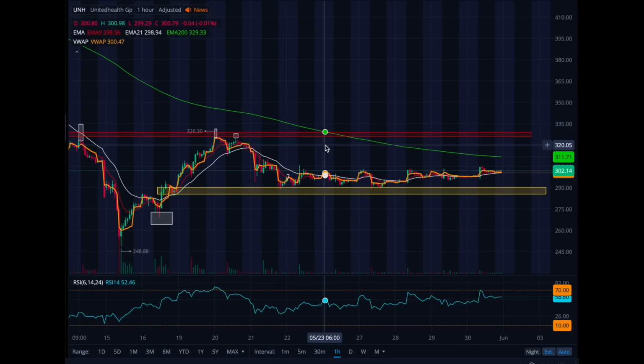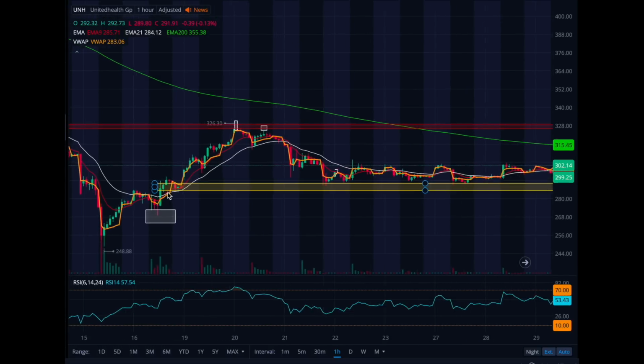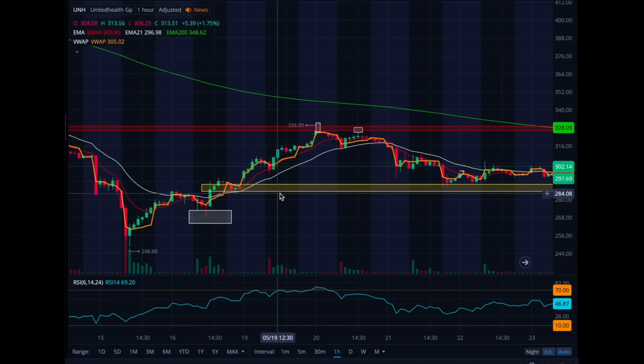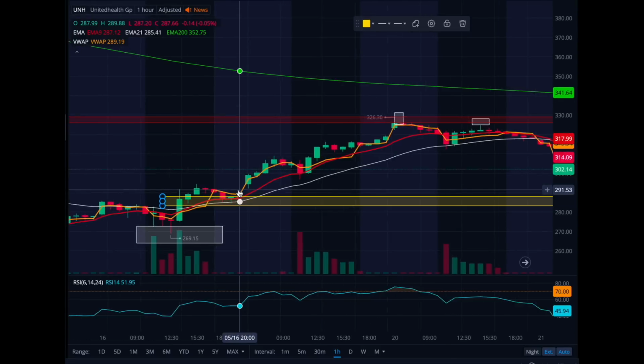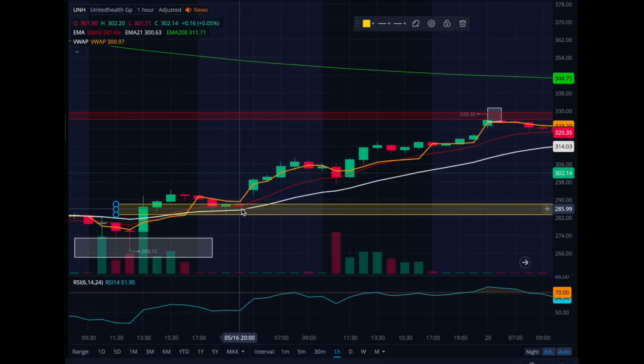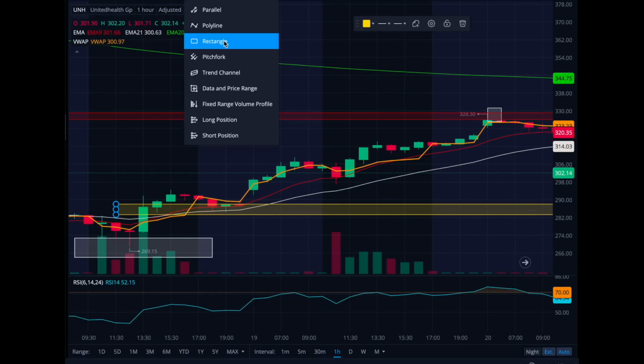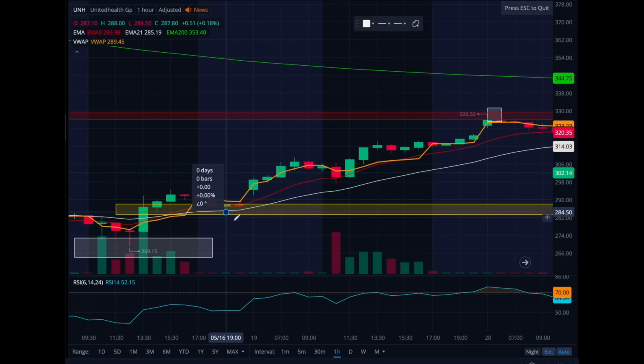There's nothing up here. Now go to the bottom. Where has there been support? Looking at this level, we can see right here at $285, there has been support. Right there, it tried selling off and it got bought up.